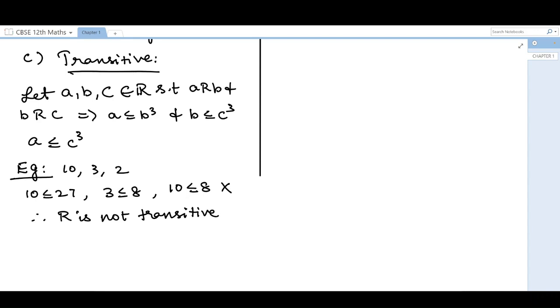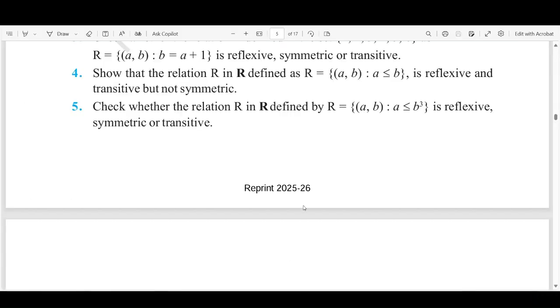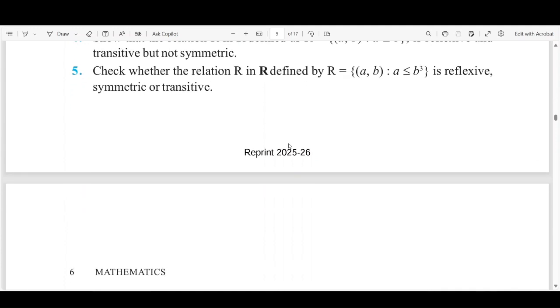So, for the set of real numbers with the given relation, we have verified that the relation is neither reflexive nor symmetric nor transitive.